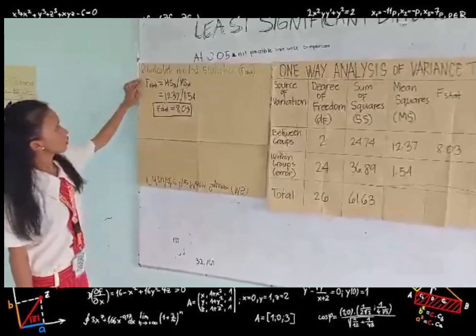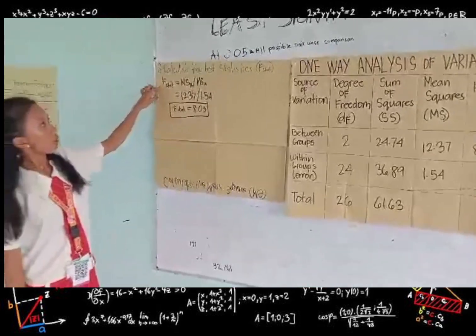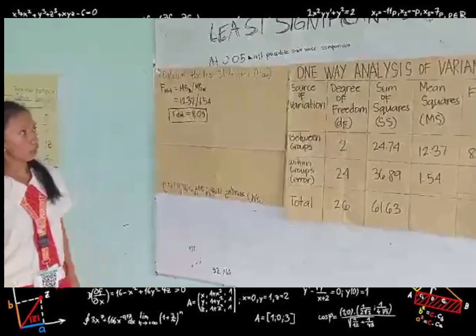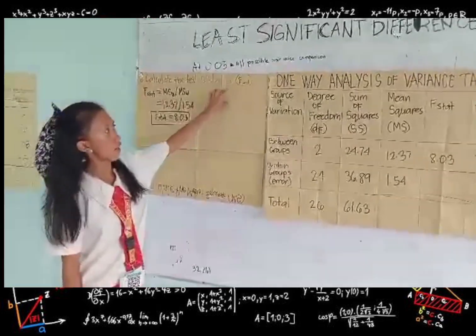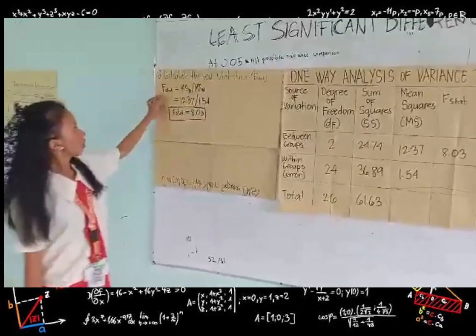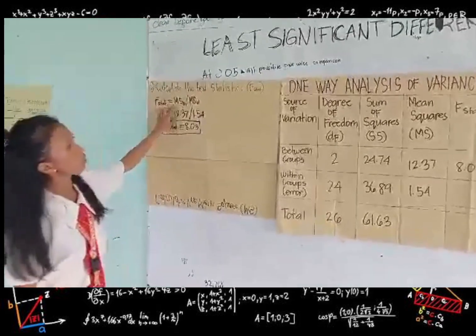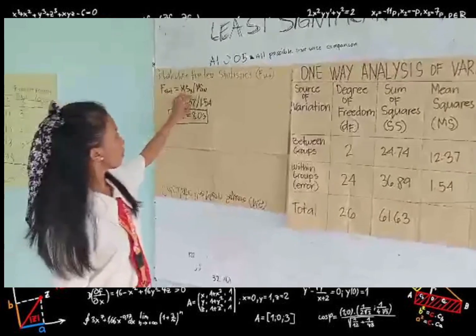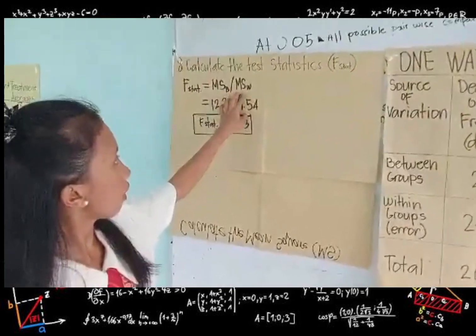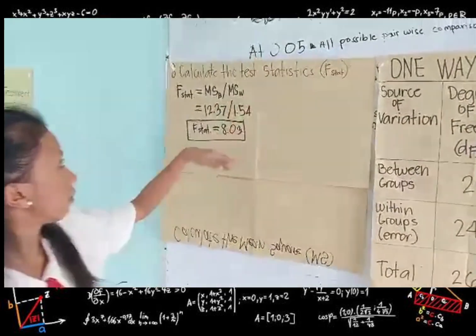And now let's proceed to number 8. Today I'm going to show you how to calculate the test statistic or FSTAT. This is the formula for FSTAT. FSTAT is equal to mean squared between group divided by mean squared within group or error.